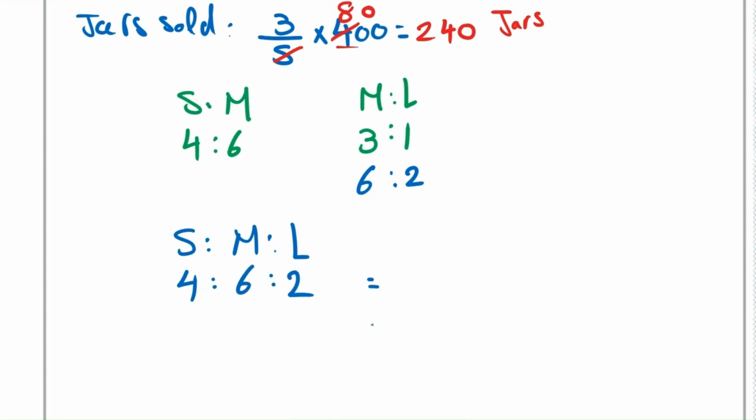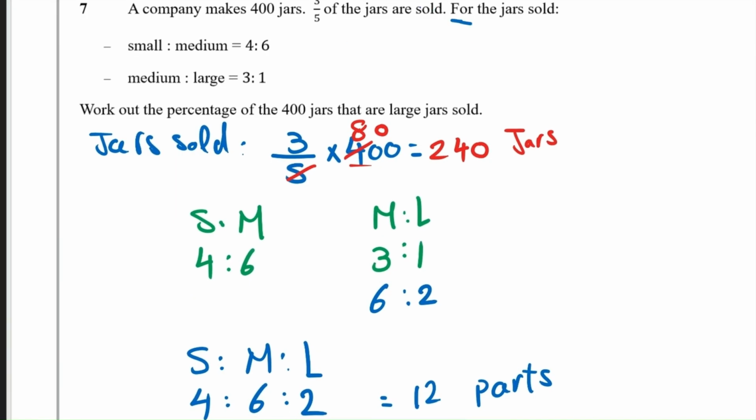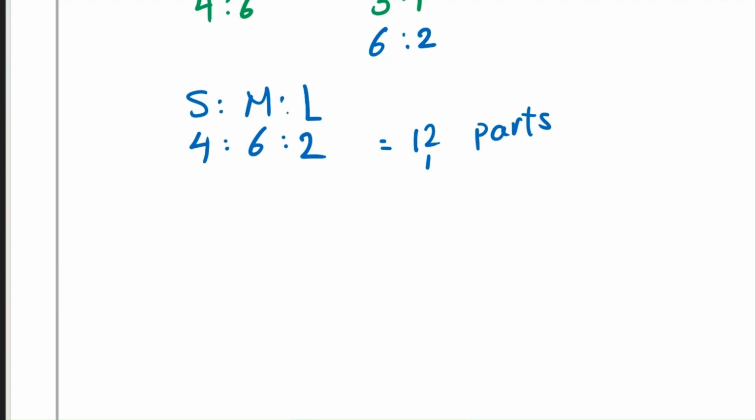So what is the total parts here? How to get the total parts? We need to add each ratio. So 4 plus 6 is 10, 10 plus 2 is 12. So this is 12 parts. And 12 parts represent the total parts that have been sold, as for the jars sold here. So this ratio is for the sold. So 12 parts should represent the 400 jars or 240. It's 240 because 240 is the number of jars that have been sold. So 12 parts represent 240 jars.